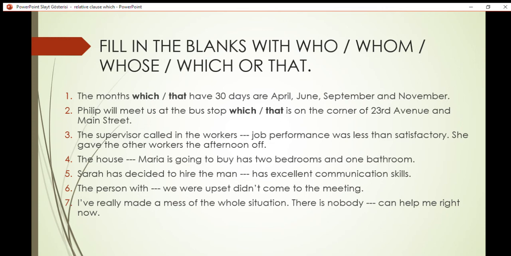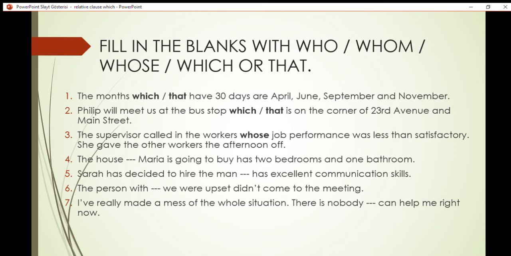Third one. The supervisor called in the workers. Now, because they're workers, we think we need to use who. But let's take a look at the rest of the sentence. Job performance was less than satisfactory. Whose job performance? Workers' job performance. So then we need to use something that talks about a possession, right? So the supervisor called in the workers whose job performance was less than satisfactory. She gave the other workers the afternoon off.